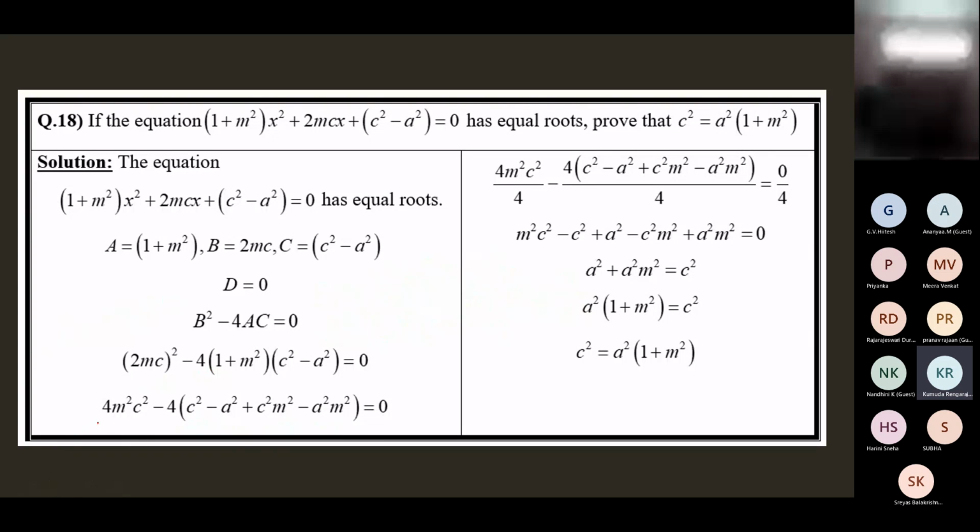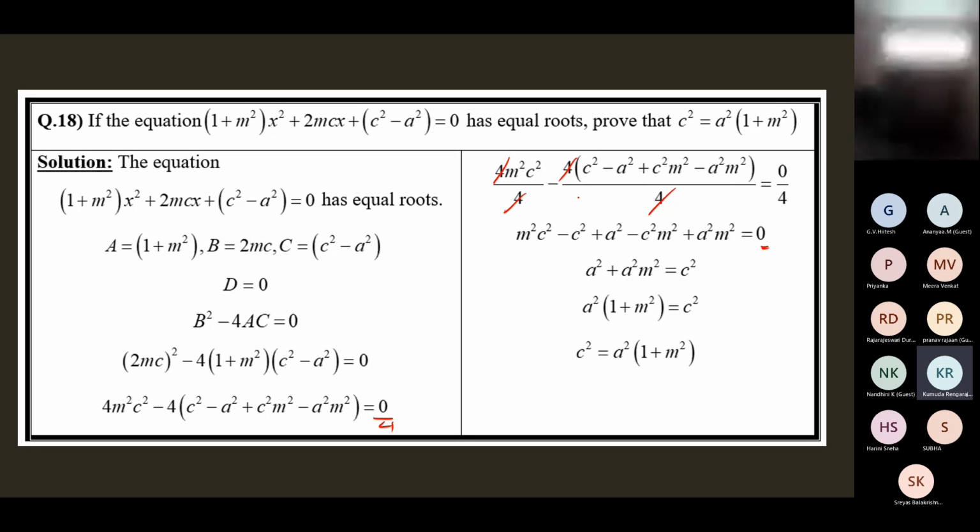Now you can see that this equation you can divide by 4 throughout. Why do we divide by 4 throughout? To simplify the equation, to make it easier to proceed. You must divide by 4 throughout because the first term has 4, the second term also has 4. The right-hand side is also divided by 4. So what happens? 4 and 4 get cancelled, 4 and 4 get cancelled, and 0 by 4 is 0.